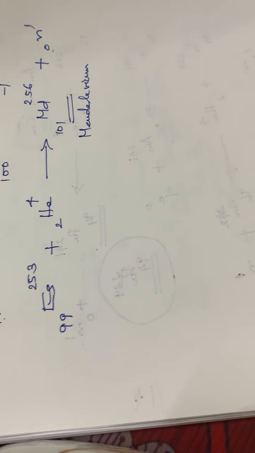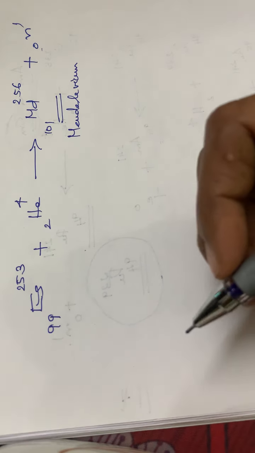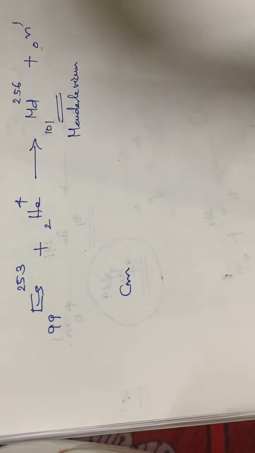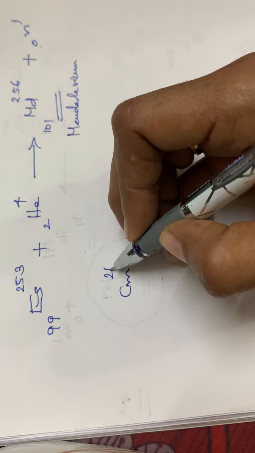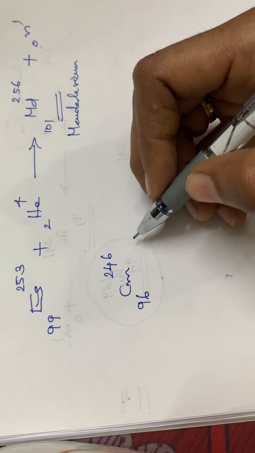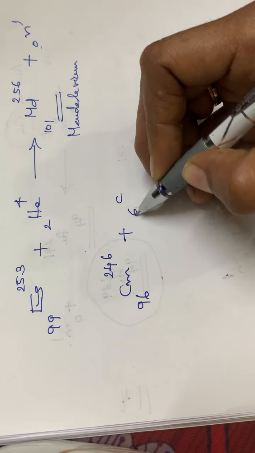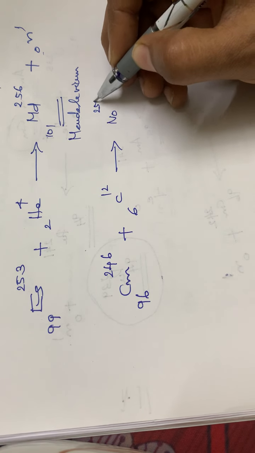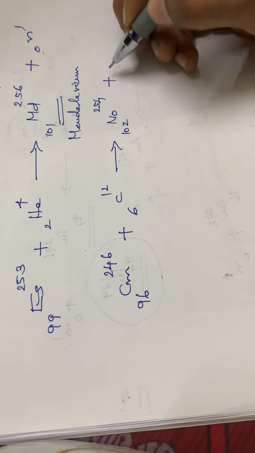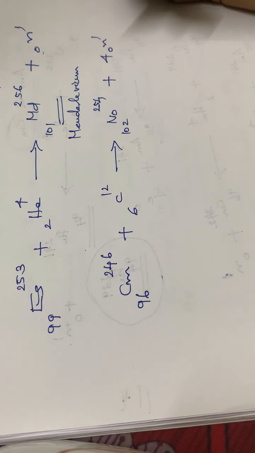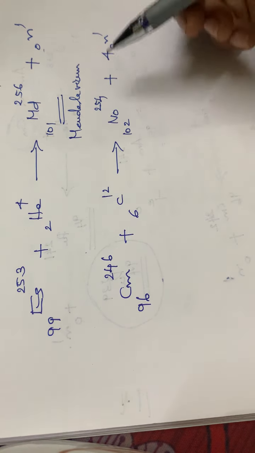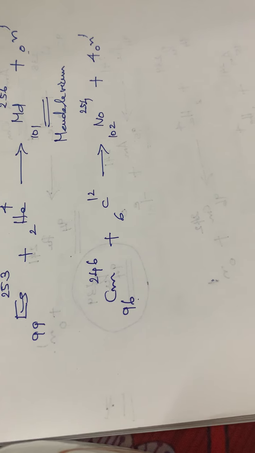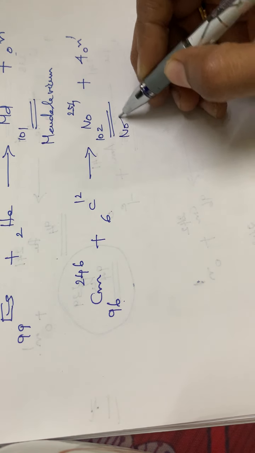Then comes nobelium, the element with atomic number 102. For nobelium, curium 246, 96 is bombarded with carbon 12 to form nobelium 254, 102 plus 4 neutrons. See here, 246 plus 12 is equal to 254 plus 4, and 96 plus 6 is equal to 102. So thus we have nobelium.